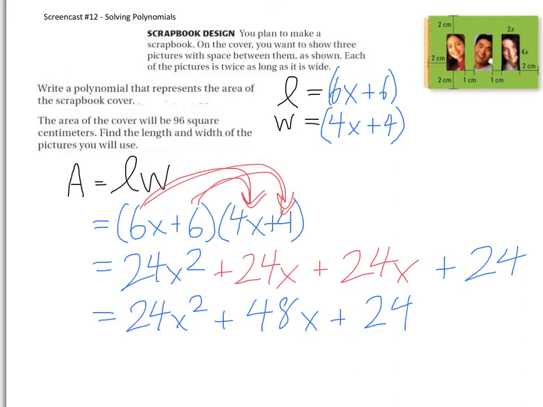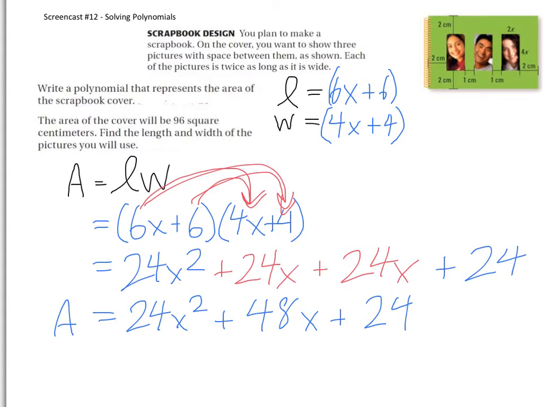So, look what we have here. We have just created a polynomial that represents the area of this scrapbook cover based on the fact that we figured out that the length was 6x plus 6 and the width was 4x plus 4, and we multiply them together, and our polynomial is 24x squared plus 48x plus 24. We are done with the first part. Write a polynomial that represents the area of the scrapbook cover.